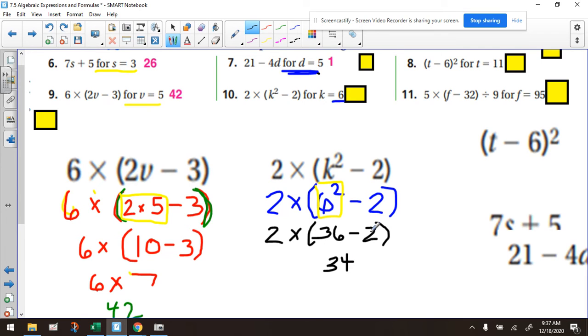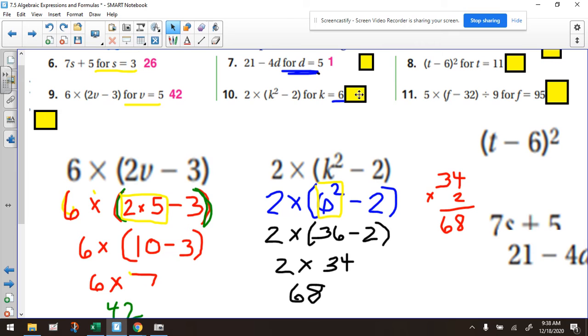We can drop the parentheses now because we've done the stuff in it and bring down the goodies that are left, which is the 2 and the times. Now, this is not mental math, so off to the side, you would do the algorithm for 34 times 2. Here you get the 8. Here you get the 6. So this times this is 68. 68 is our final answer.